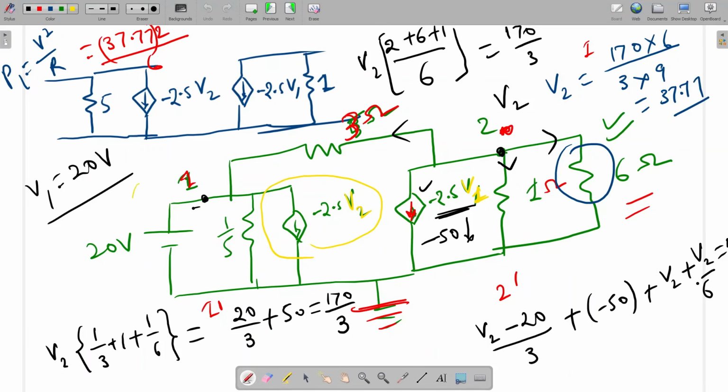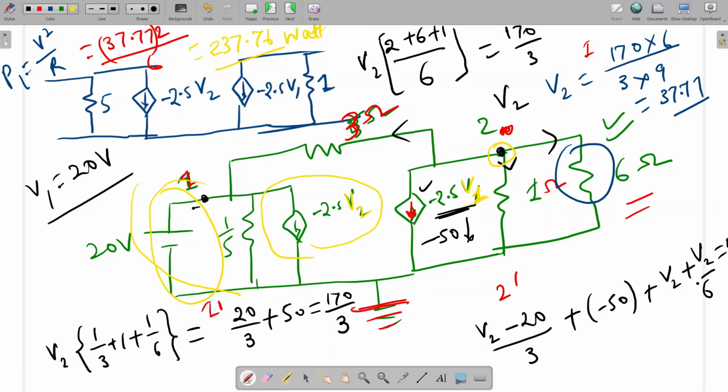So this side of the circuit we need not see. Here we are only collecting data V1, and we are applying KCL at this node. And finally we are getting the final answer. Final answer how much? 237.76 watt.